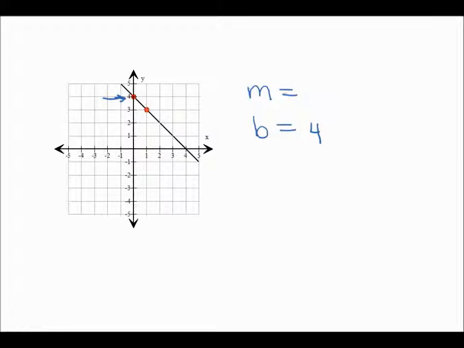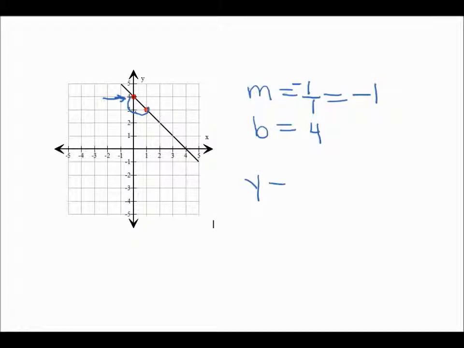So from the y-intercept, I'd move down 1 unit, and I'd move over 1 unit. And I see, look, I'm going down, and I move down, so I know that my slope is negative. So I have a negative 1 over 1, that's just negative 1.